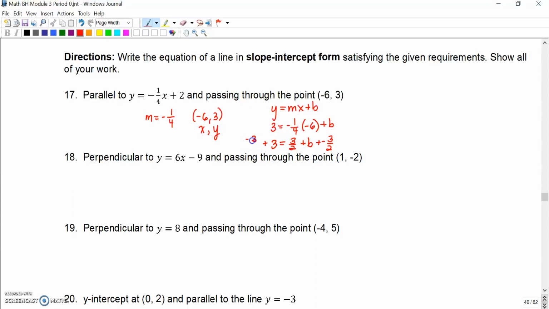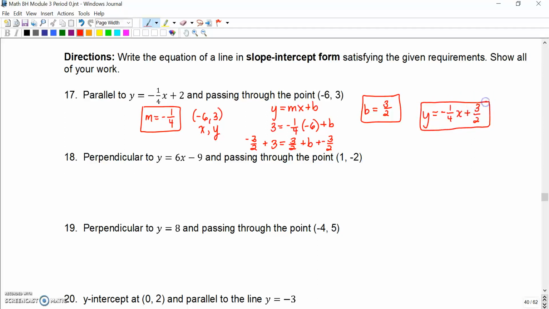Do our additive inverse, and -1.5 plus 3 is 3/2 or 1.5. And so here's our b, this is our m, and we have a separate line from the original one, which is y equals -1/4 x plus 3/2. And then if we wanted to write it in standard form, which we don't need to do right now, we would just convert this equation into standard form.